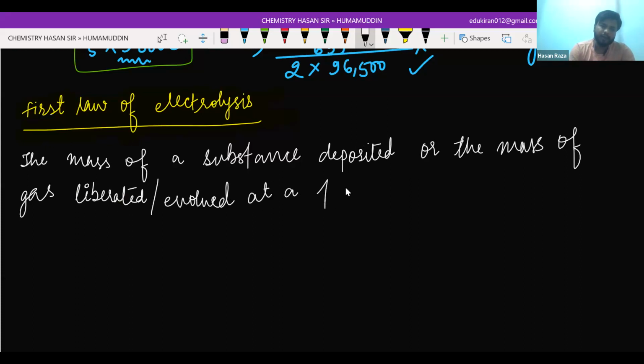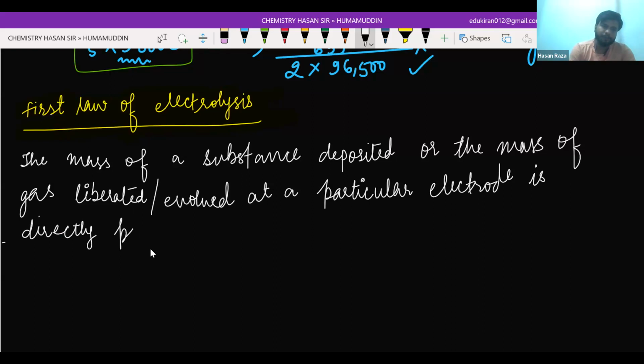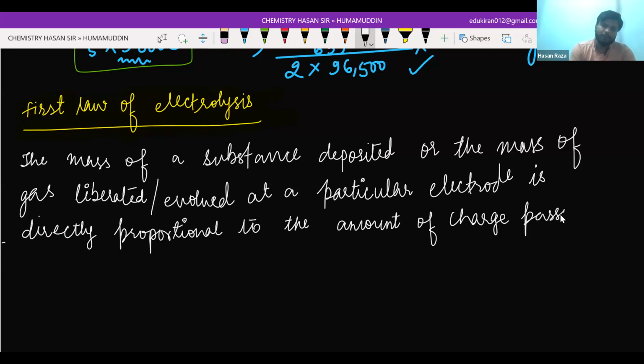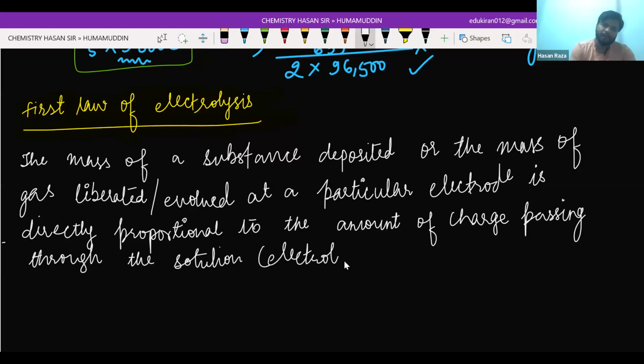at a particular electrode is directly proportional to the amount of charge passing through the solution. That means basically passing through the electrolyte. I already explained this statement. So first of all, you're going to write it and let me know when you're done with this.